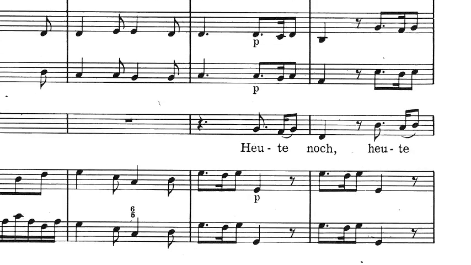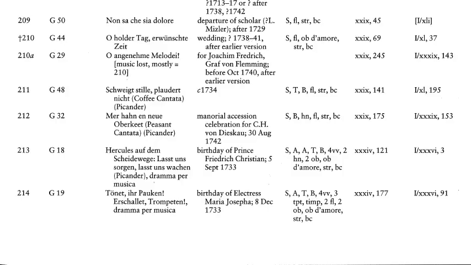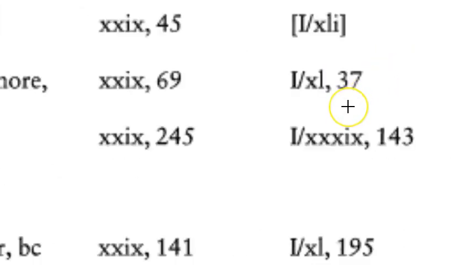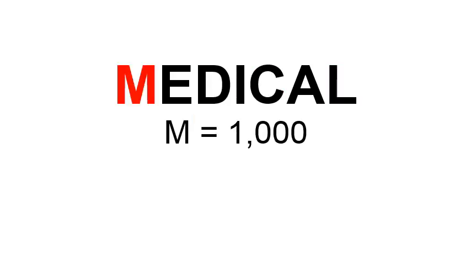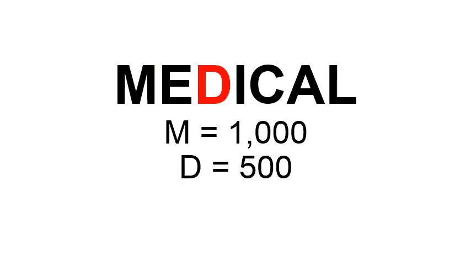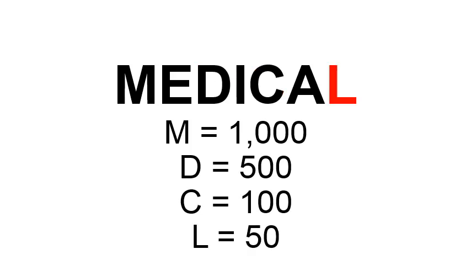Let's pause for a moment to take note of two things. Number one, we need to know how to read Roman numerals. For this, there's a trick. Remember the word medical. It has 4 consonants. The first, M, means 1000 in Roman numerals. The second, D, means 500. The third, C, means 100. The fourth, L, means 50.